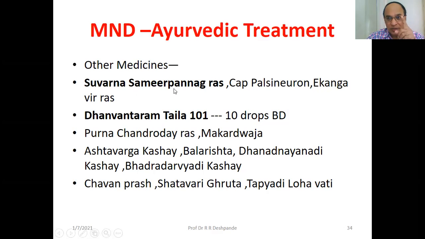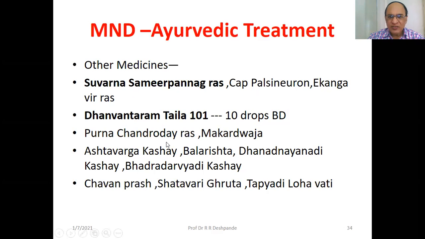Samir means Vatadosha. Samir Pannagaras, capsule Palsyneuron, Ekanga Veeras, Dhanvantaram Tail 101. This is for internal use. Remember, Dhanvantaram Tail for external, Dhanvantari Tail for internal. The two medicines are separate. Check it out first. So 101 is the name, 10 drops BD.